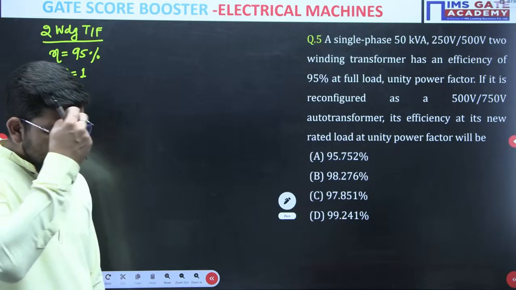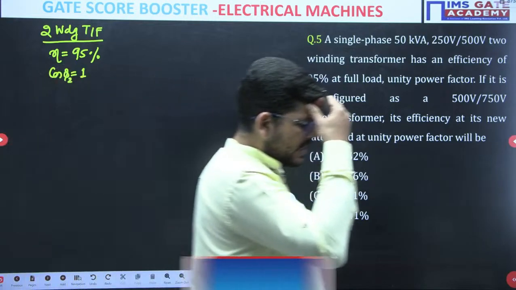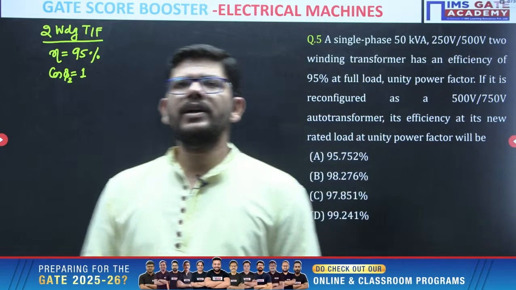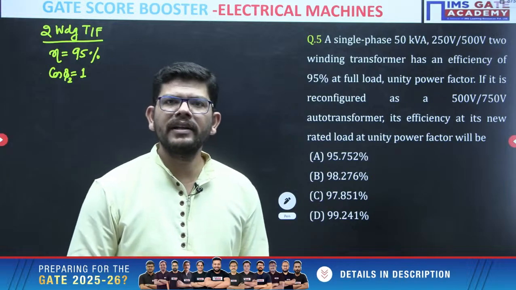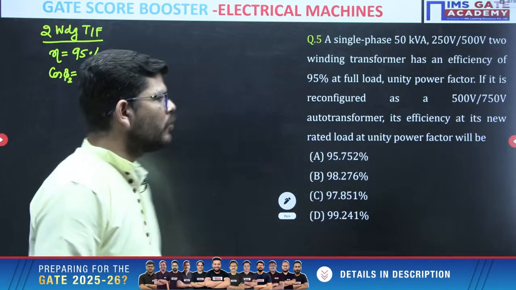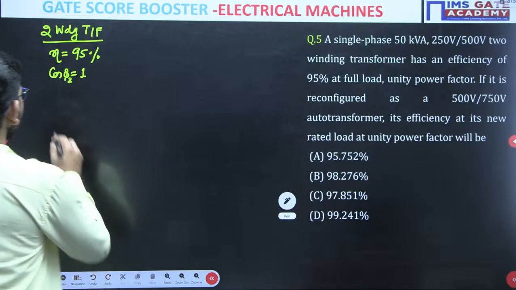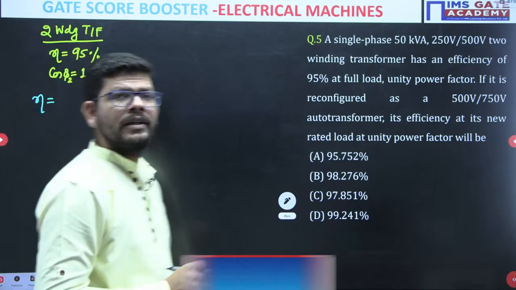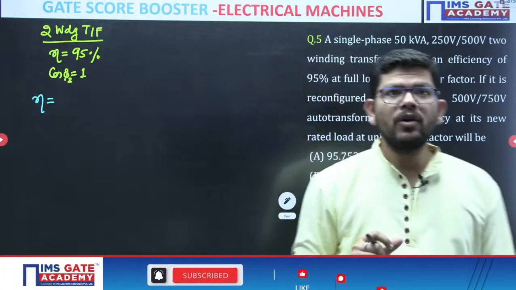Okay, you know, when we are reconfiguring a two winding transformer as an auto transformer, the losses remain the same. So what you can do with the given data, first of all, you can apply the efficiency formula and you can get the losses, right?